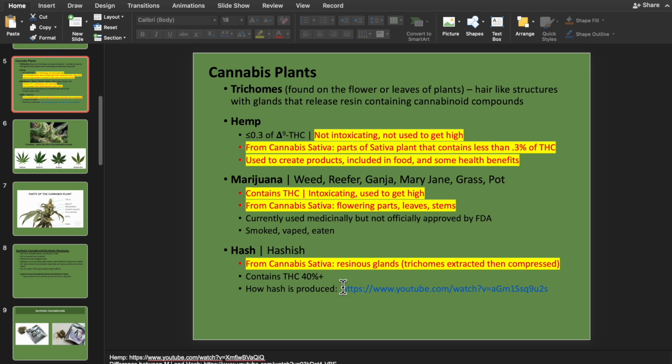I don't have a picture for you, but you can look it up. It's usually compressed. All of those trichomes are compressed together to make hash. So hash basically still comes from the plant. It's just a product of that plant.